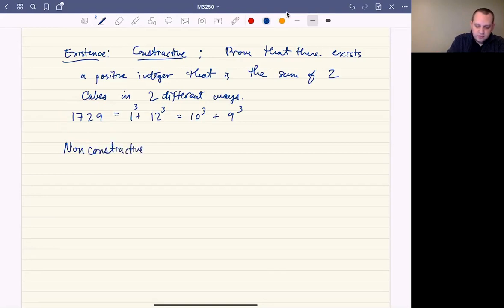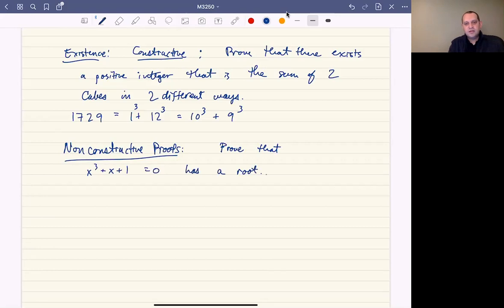So non-constructive proofs. And these are things like, prove that there's some object that exists that has a certain property, but you can't actually come up with a concrete example. So one example of this would be the intermediate value theorem. So prove that, say, x cubed plus x plus 1 equals 0 has a root. And the way that you can do this is by the intermediate value theorem.